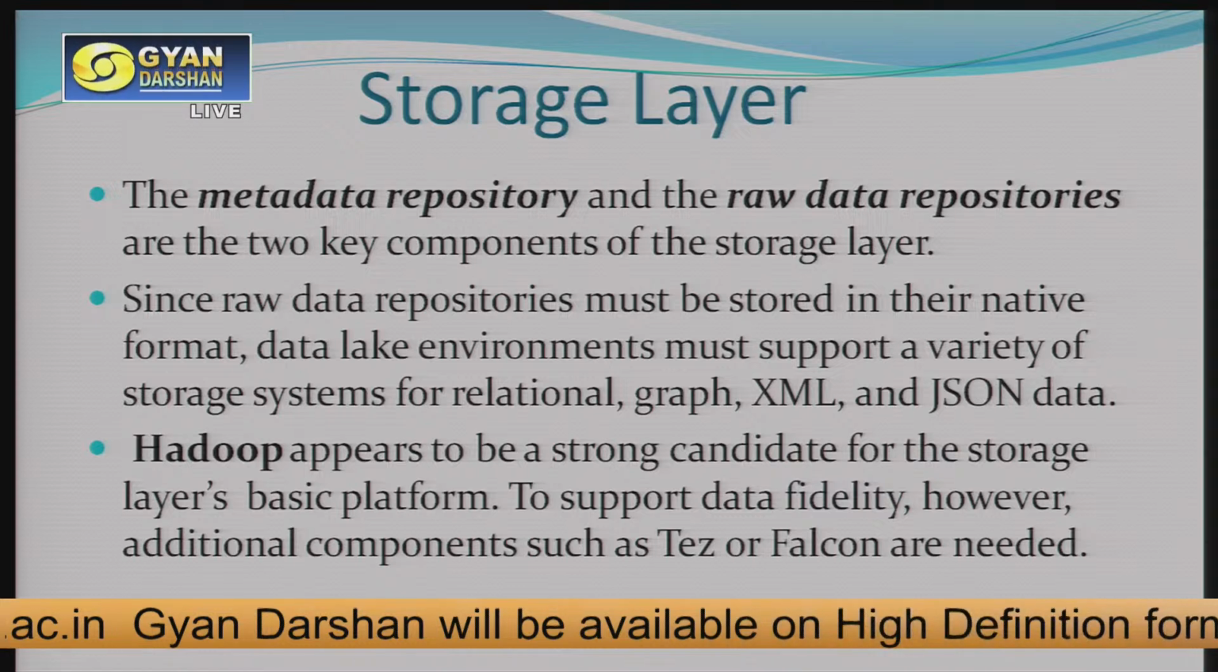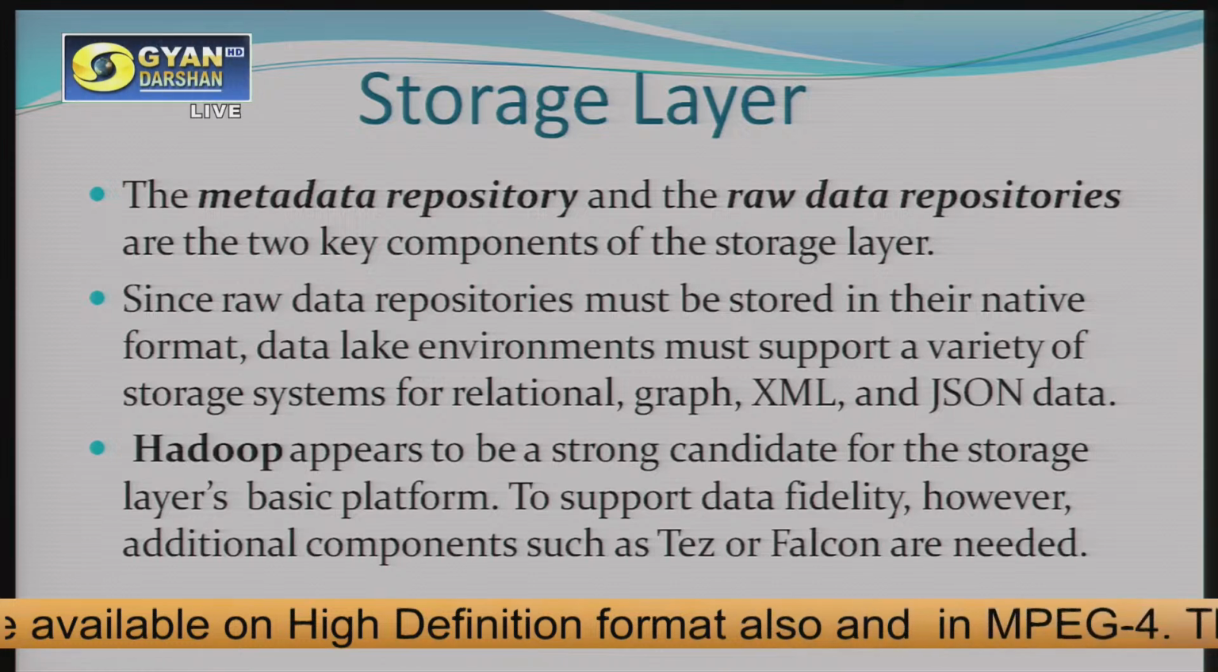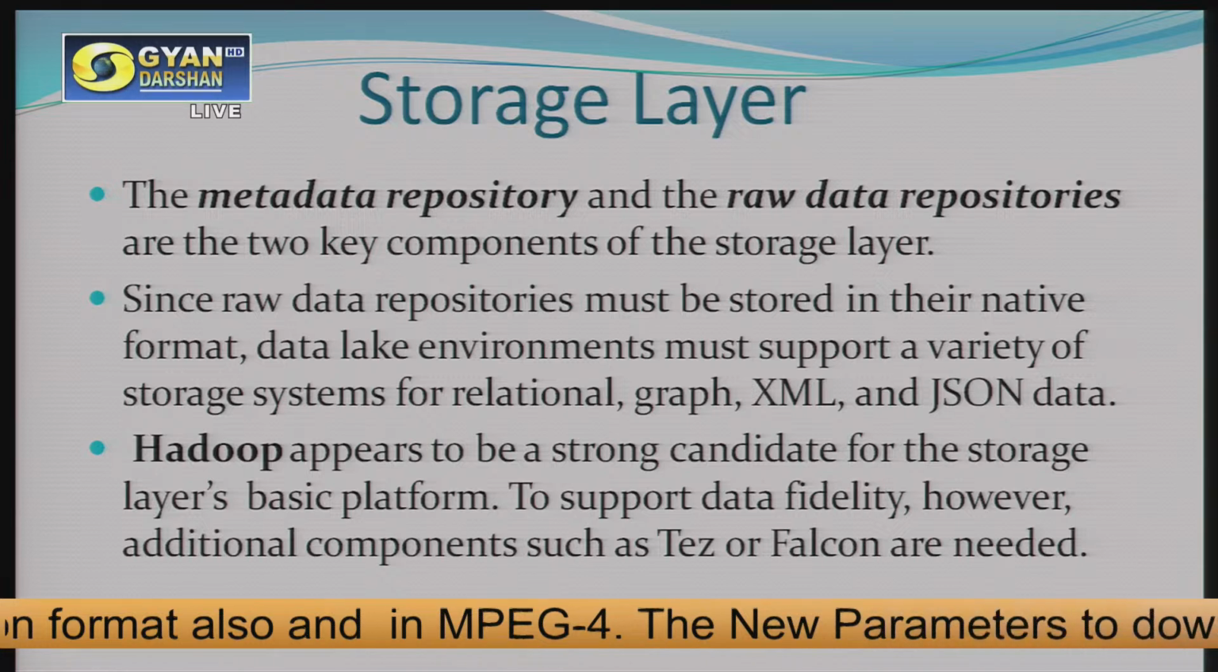So here, as we say, the raw file is a kind of copy of the original file. The raw data repositories must be stored in their native format itself. And then there will be a cataloging process along with the metadata that has been maintained, and then the file can be easily retrieved.